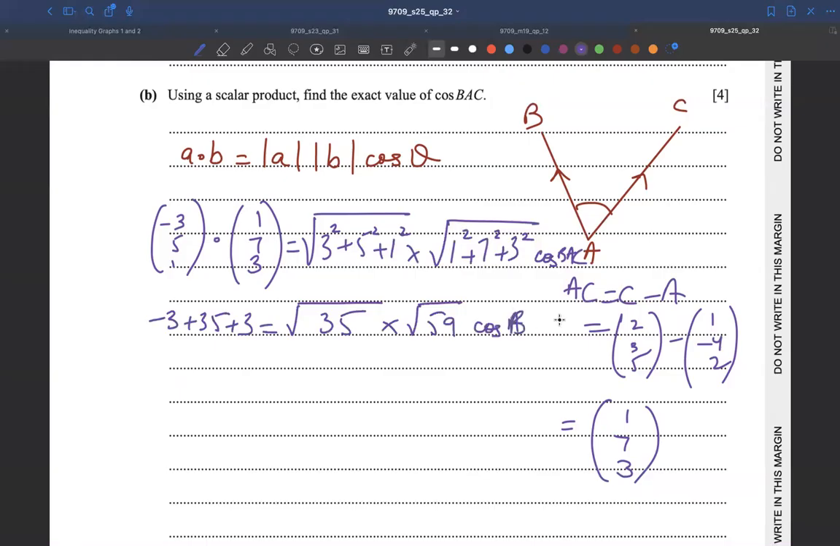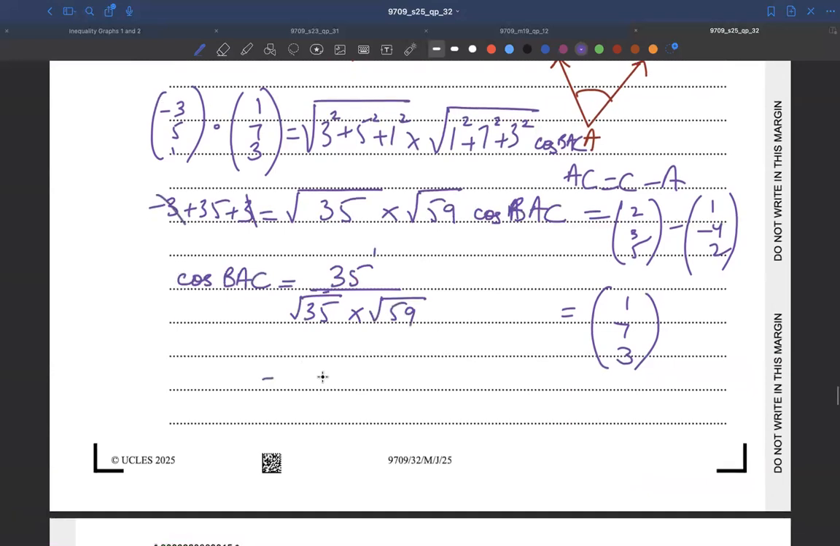So cos of BAC would be equals to 35 divided by root 35 into root of 59. We can simplify this, as this is power 1 and this is power half, they will subtract, and we'll get root 35 upon root 59 equals to cos of BAC. We can leave our answer in this form, or we can also write it completely under the square root, as both are under square root. So that will be square root of 35 upon 59.